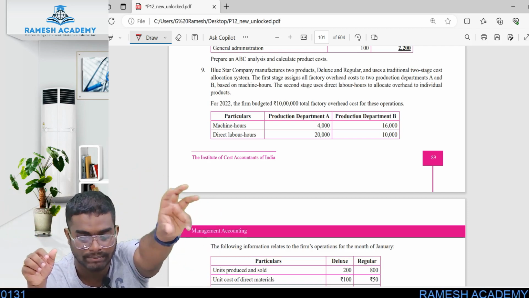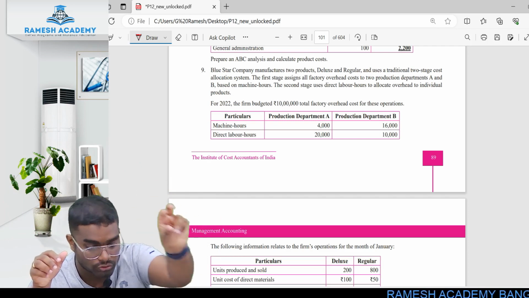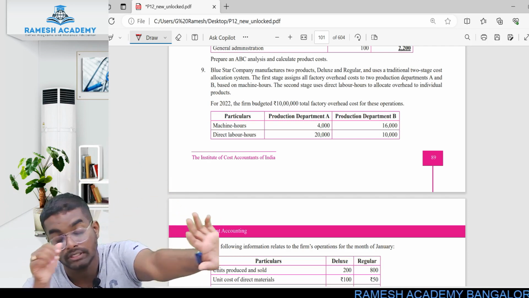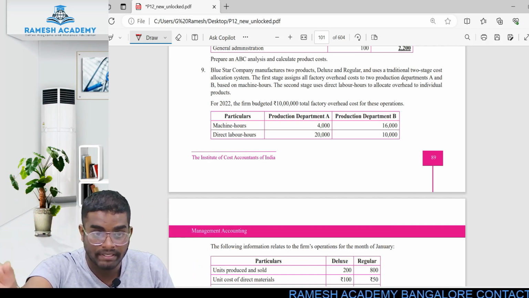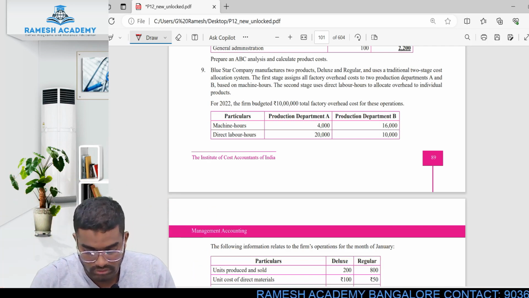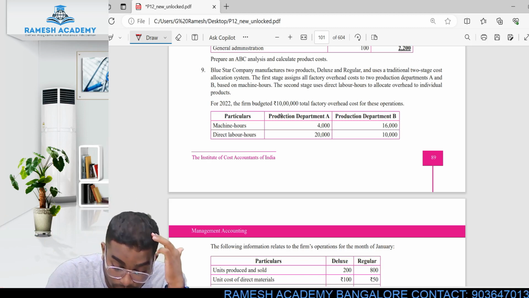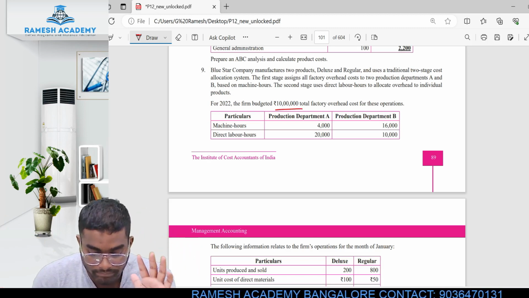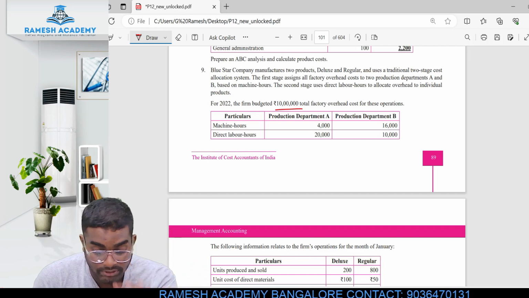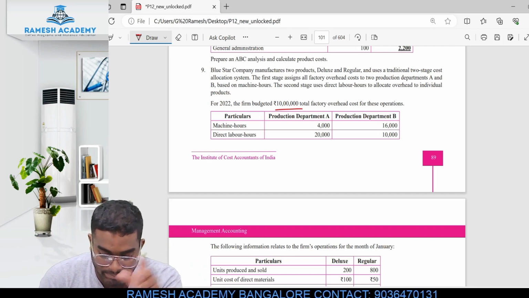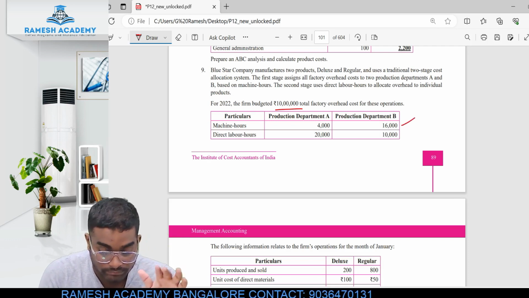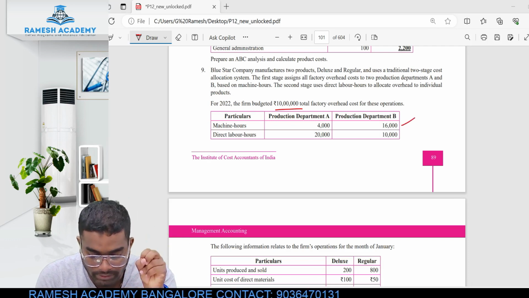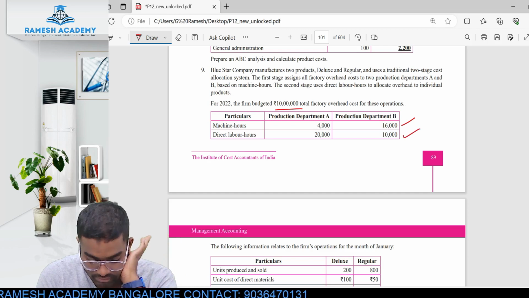So in production department A it will go for A also, B also. In production department A it will go for X and Y. In production department B it will go for X and Y. So that is the thing. So the budgeted overhead is 10 lakh here. First it will be distributed based on labor hours between department A and department B. So for that they will be using machine hour, and for individual product they will be using the labor hour.